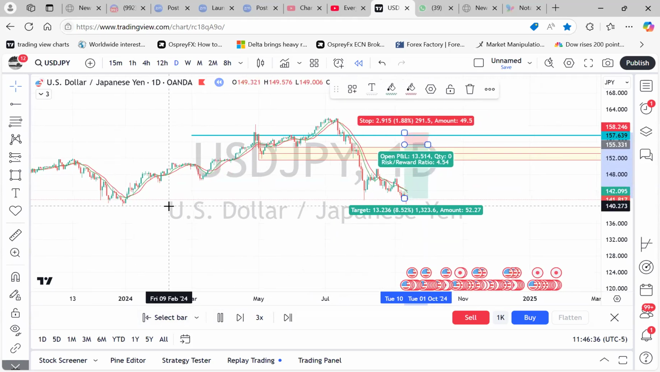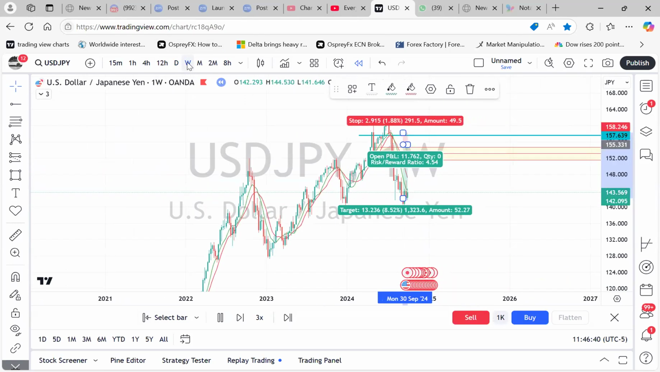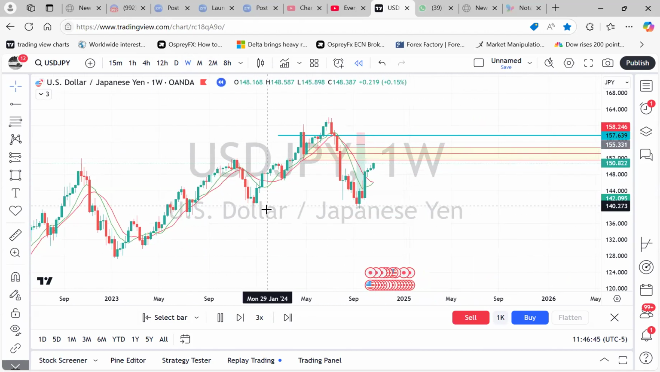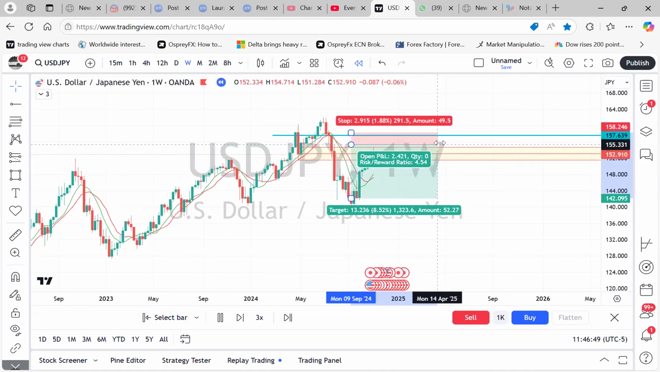Let's just play it out. Let me go to the weekly so I can get us further. Okay, when this thing went down, we probably could have taken this trade a little bit further, but who gives a crap, man? I just want to see if this thing.